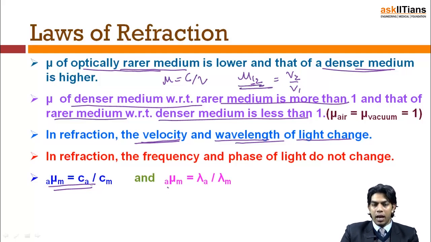Similarly, as Ca by Cm, I know that the frequency is not changing, so substituting the relation of the speed of a wave in terms of its frequency and wavelength, I will end up getting lambda A by lambda M. So refractive index can also be put up as a ratio of the wavelengths of light in the different media.